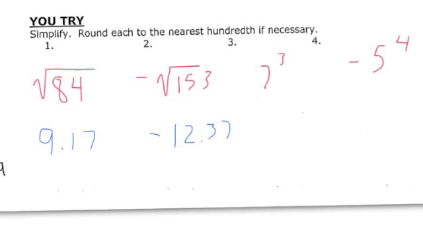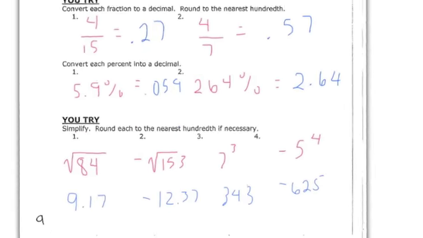Okay, for your last two, we're looking at exponents. So you would type in 7, caret sign 3. That gives you 343. And the last one, you're going to type in minus 5, caret sign 4, and that should give you minus 625. Okay, make sure you've mastered all of these you-tries right here.